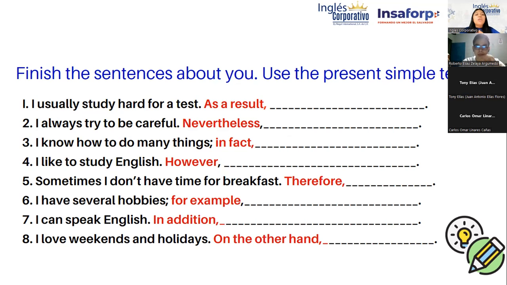I always try to be careful. Nevertheless, what is nevertheless? Sin embargo, aún así. And send your sentence to the chat, okay? I get sick. Okay. I get sick.